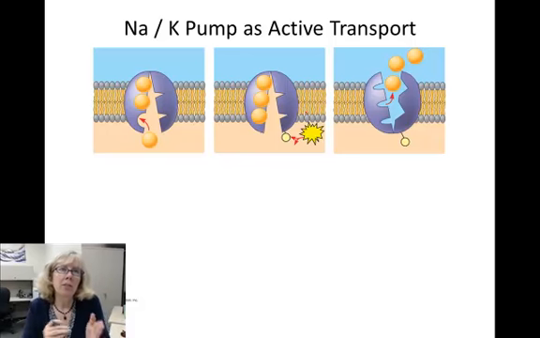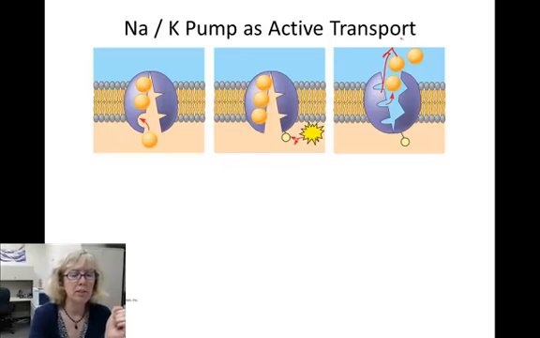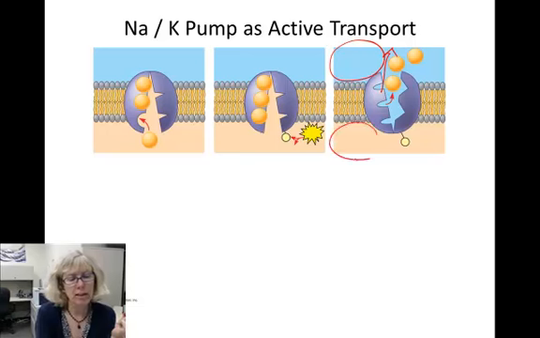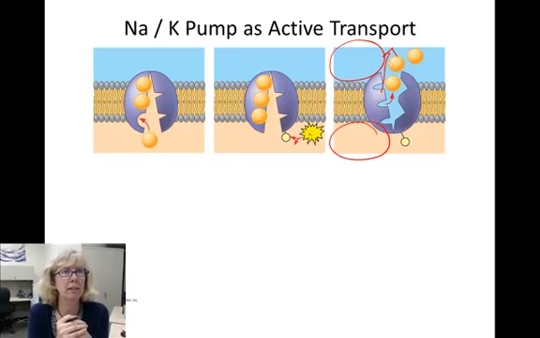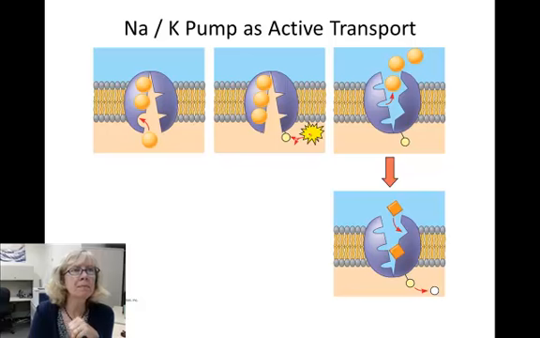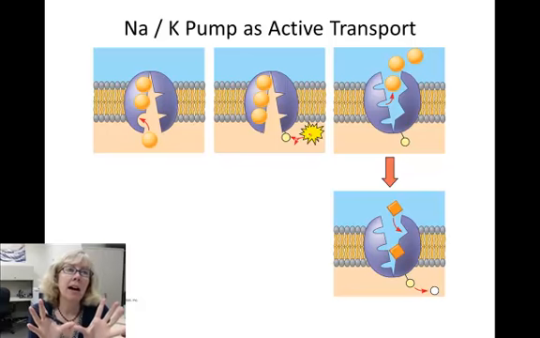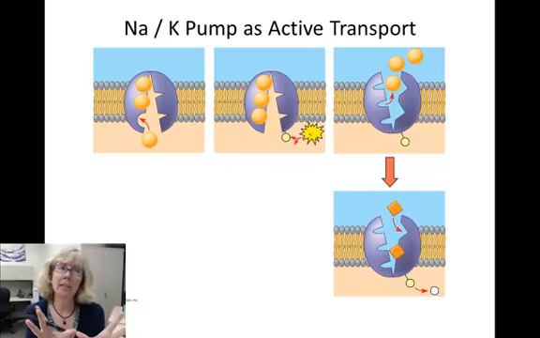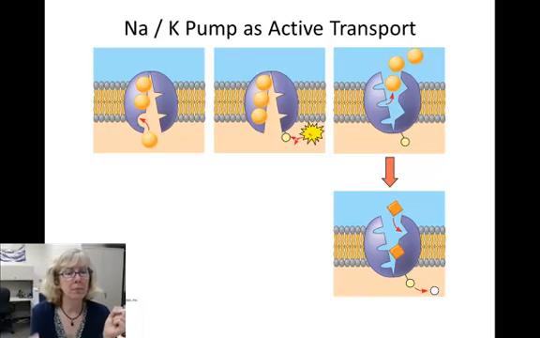And the addition of the phosphate group changes the shape of the protein, which reduces the affinity of the protein for sodium ions, which are then released outside the cell. By the way, you'll notice in all of your book's pictures, the outside of the cell is shown as blue and the inside is shown as this peachy color. The new shape has a high affinity for potassium ions, even though it's not very interested in sodium anymore. This causes potassium ions to bind in groups of 2 to the protein.